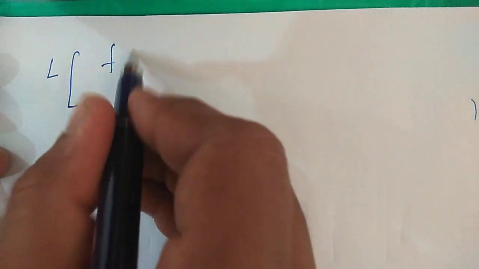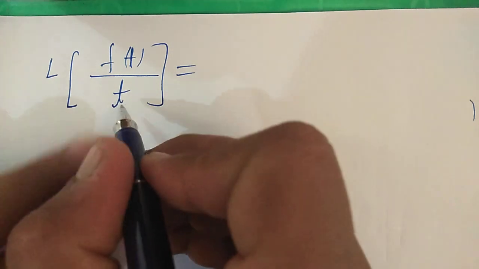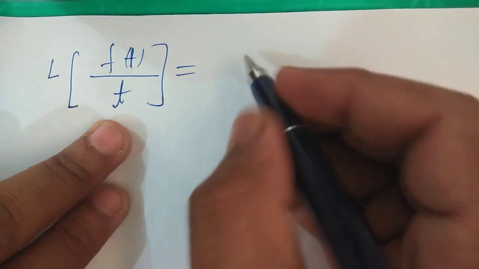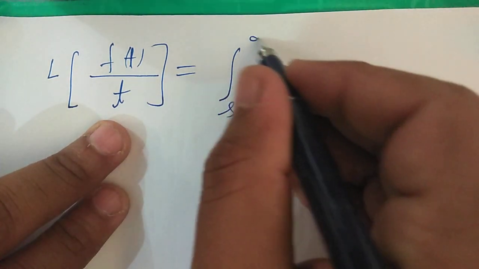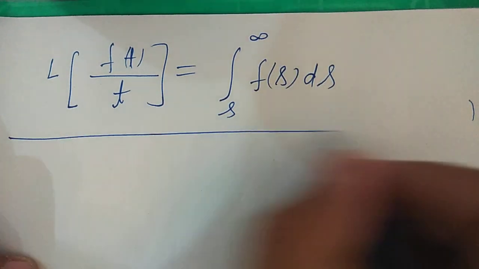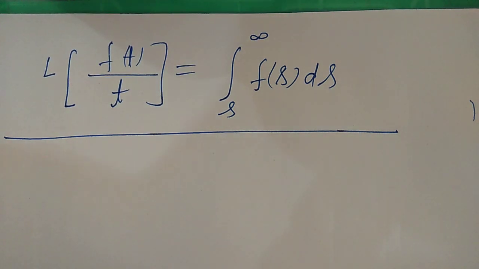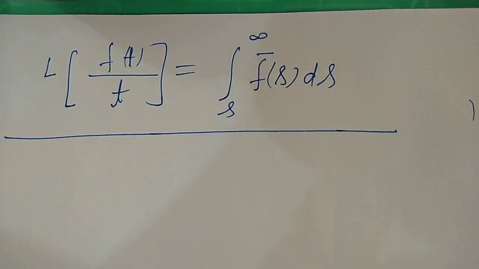Now we have the next formula, Laplace of f of t by t equals the integral from s to infinity of F s ds. So this is the formula. If you divide any function by t, the Laplace transform will be the integral of F s bar from s to infinity.